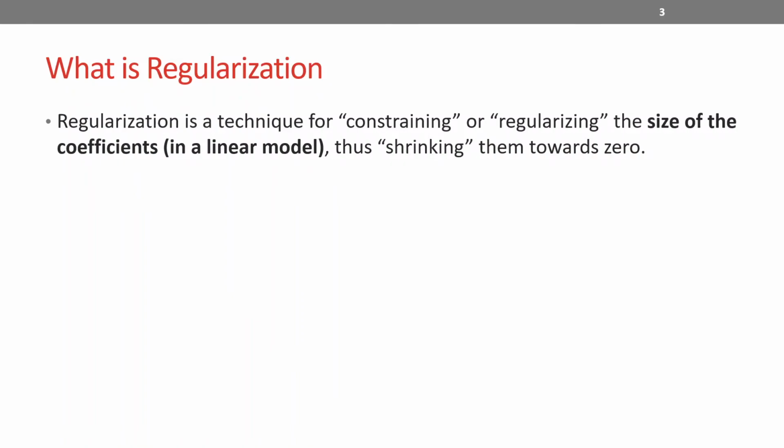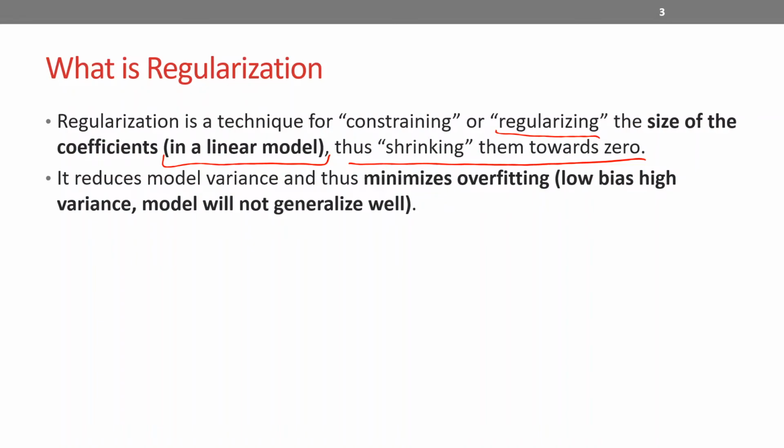It is a technique for constraining or regularizing, that's where the name comes from, the size of the coefficients in a linear model. Just remember that we are talking about a linear model throughout, and one of the important issues of a linear model is that of overfitting. So we are talking about that, right? Therefore, shrinking them towards zero helps. We'll see how this technique helps. Okay, so it reduces model variance.